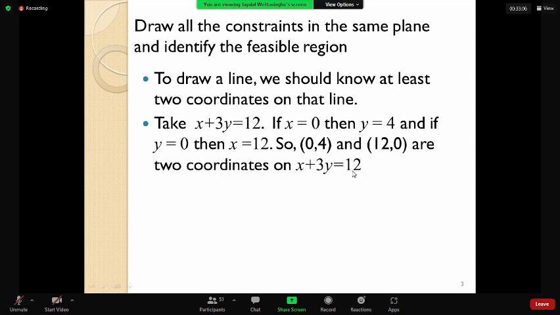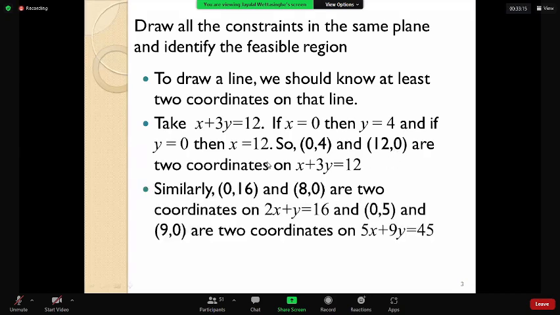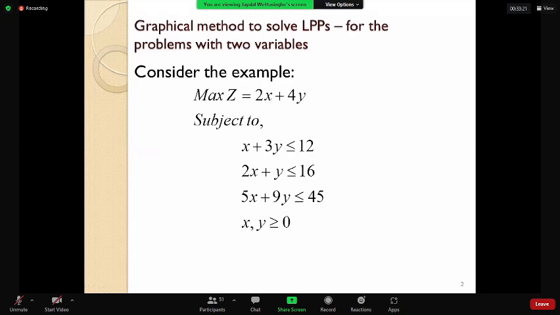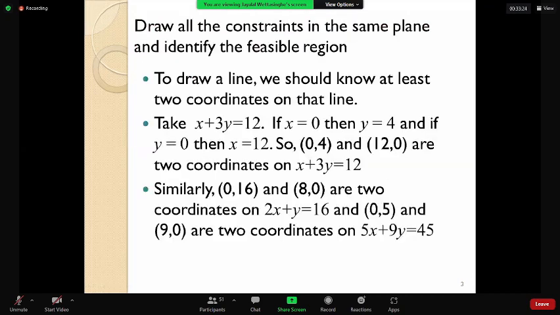Similarly, for the other constraints, you can find a set of coordinates like this. The second one is x plus y equals 16. When we put x equals 0, y becomes 16, so (0, 16) is one point. Then we put y equals 0, and x becomes 16, so (16, 0) is another coordinate. So these are two points on this line.